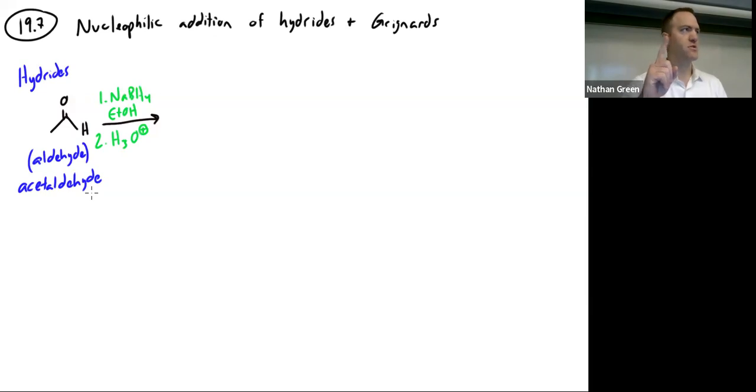1 brownie point if you tell me the functional group, 2 brownie points if you tell me the name of the molecule. It's going to turn into a hydroxyl group and then get protonated. So that would be an add up here. That'll turn that O minus into an OH. That is an alcohol. And what is the name of this alcohol?